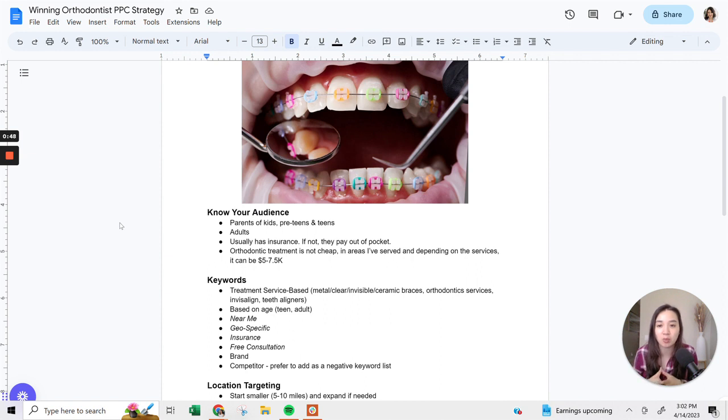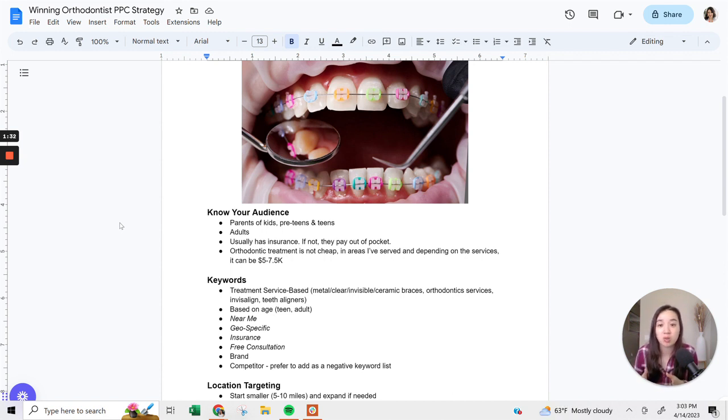And here I have a couple examples. Typically they would be parents of kids, preteens and teens that have insurance from their company, and if they don't, they're paying out of pocket. Another scenario would be adults. These would be adults that never had orthodontic treatment in their whole life, and now they're starting to seek orthodontic treatment. Or they could be adults that have had orthodontic treatment, but didn't wear the retainers or aligners, so their teeth started to shift and get crooked again as they got older. So then they're seeking some orthodontic treatment to help correct the alignment.